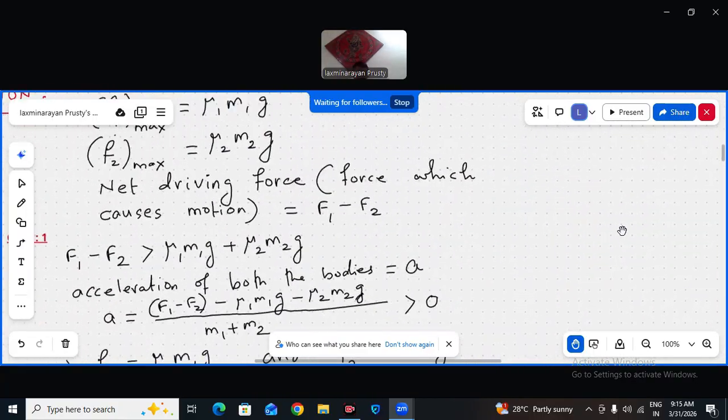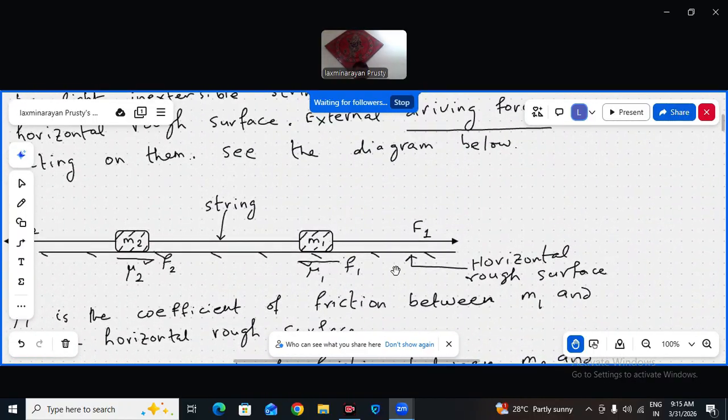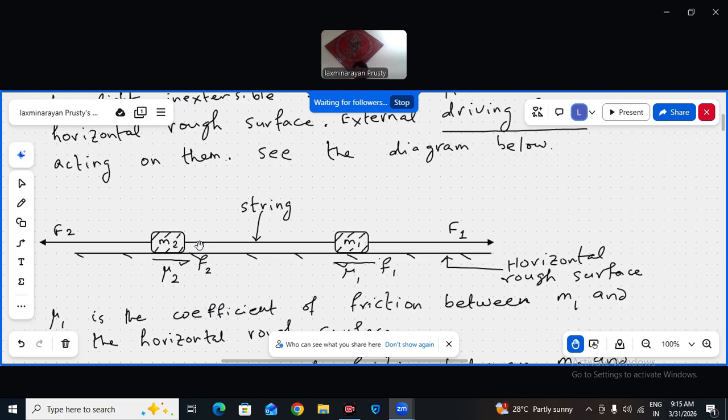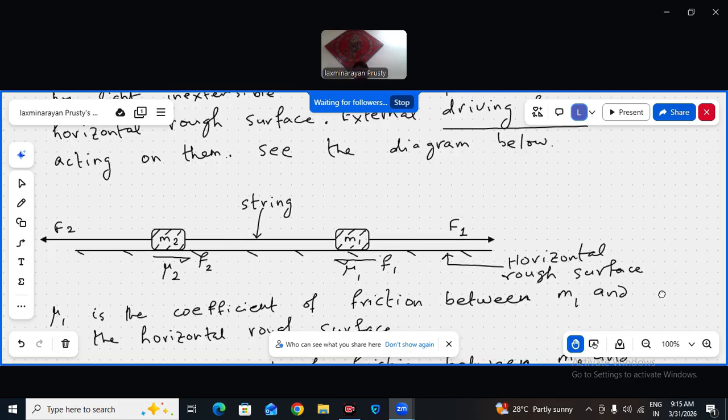You may ask, can you calculate tension from the other body? Definitely we can do that. Obviously, T minus F2 minus f2 max is M2 a. From this you can calculate.